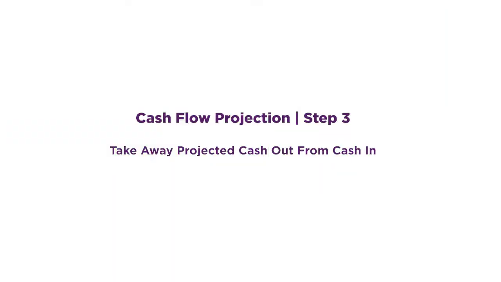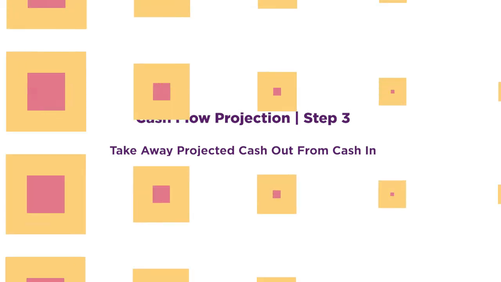Let's say that your total cash going out projected cash balance is $150,000 for the next 3 months, which is $25,000, $50,000 and $75,000 in April, May and June respectively. Now you have projected cash inflow as well as cash outflow for the next 3 months. Now let's look at the net projected cash balance for the next 3 months. Take away projected cash out from cash in.